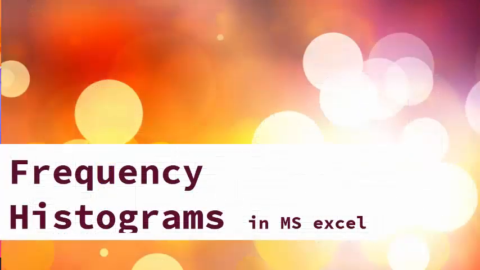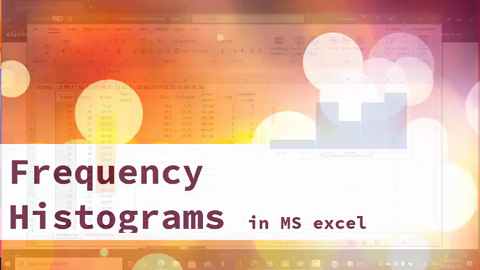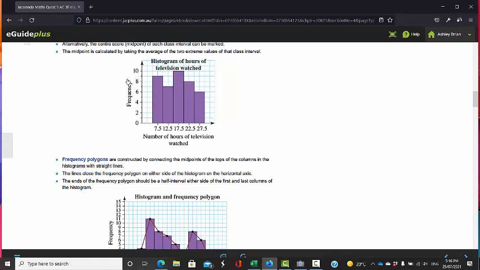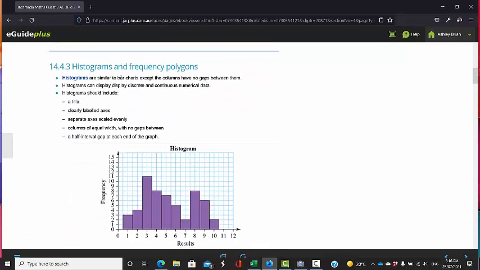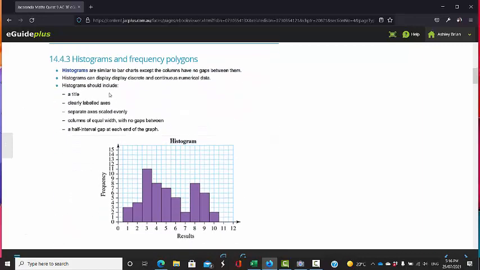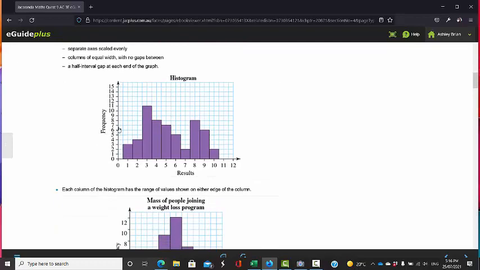All right, we'll have a look at some of these examples. Here's one from your textbook. This is from Jacaranda Plus in chapter 14. There's section 14.4, histograms and frequency polygons. This takes you through the setting out, etc.